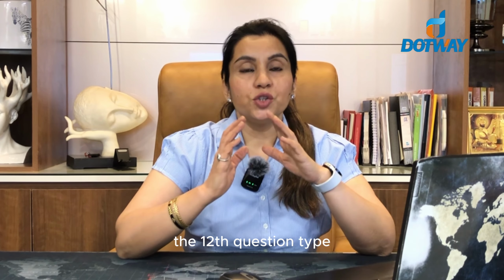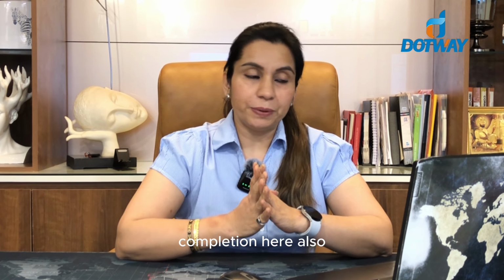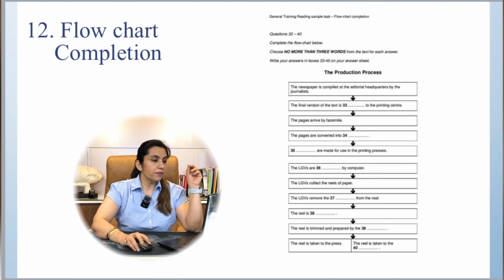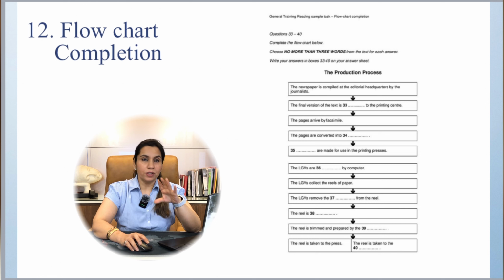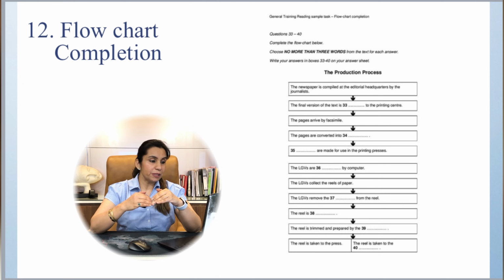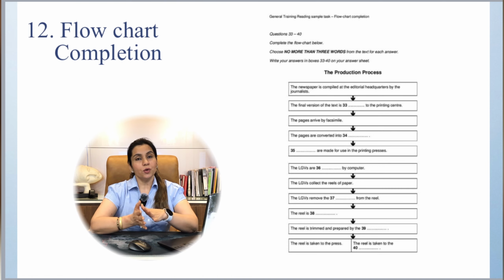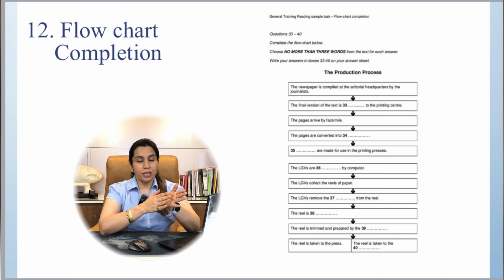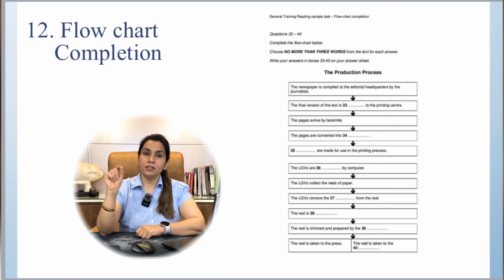The 12th question type is the flowchart completion. Here also the instructions say write no more than 3 words. So here the answer will be in words only. There will be no numbers according to the instructions given to us. And the question gives us a flowchart of a production process. So some information is given, the second is missing, the third is given, and the fourth is missing. Some parts will be given, some parts will be missing. Now you will have to go back to the passage to read and identify which information is missing, and fill in the number of words you are instructed.